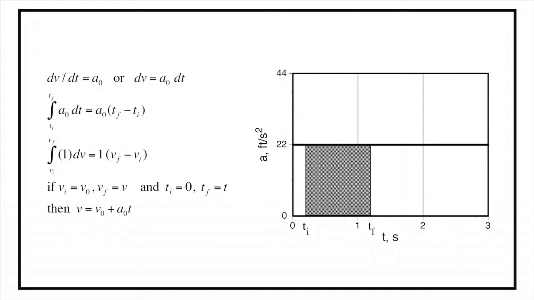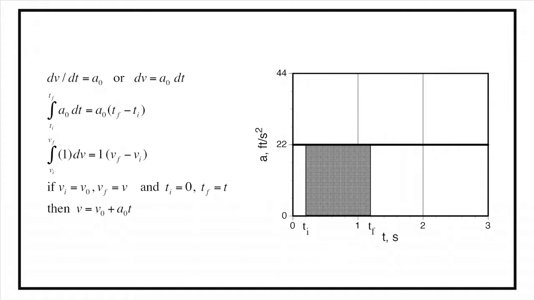The height of that shaded area is 22, and the width of it in that case I made to be 1 second. And so you multiply 22 times 1 and you get 22. And that'll be the area in feet per second. That'll be the area of that shaded area, and that's what the integral will give us, that information.